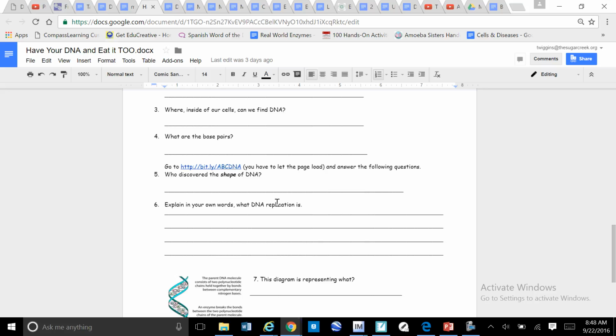Actually, it was Rosalind, a woman. What? Why didn't Crick and Watson? They didn't have the power. She figured it out. She worked with them. They got to win the Nobel Prize for it.